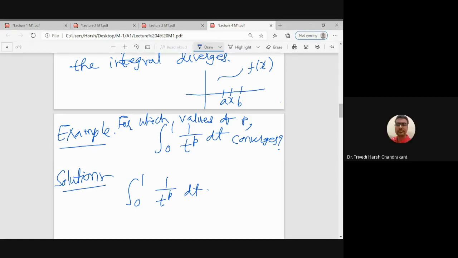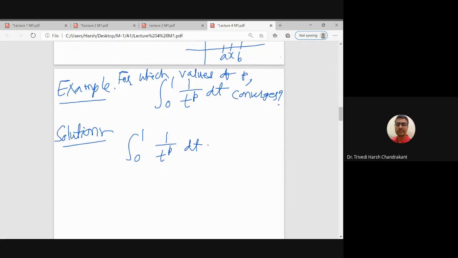Basically, when we approach 0, 1 upon t goes to infinity. So it is unbounded at 0. Therefore, this integral is called an improper integral because it is not an integral of a continuous bounded function. It is an integration of a continuous unbounded function. Such an integral we call a second kind integral.